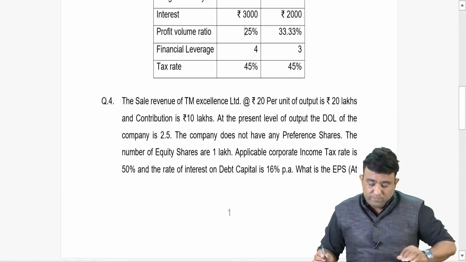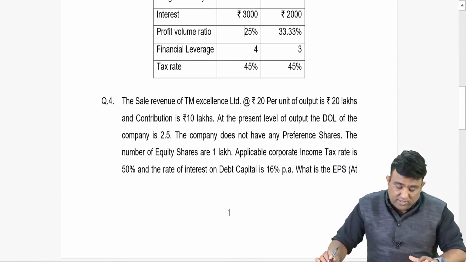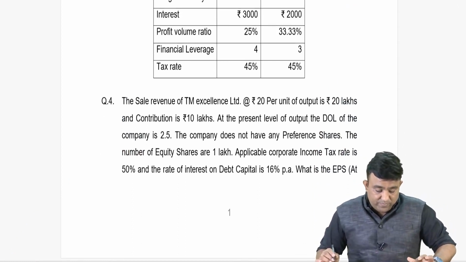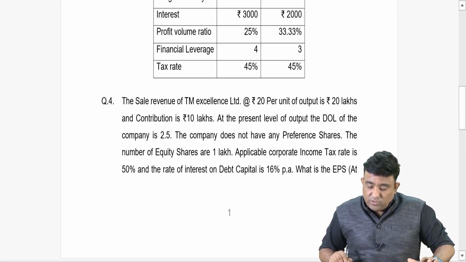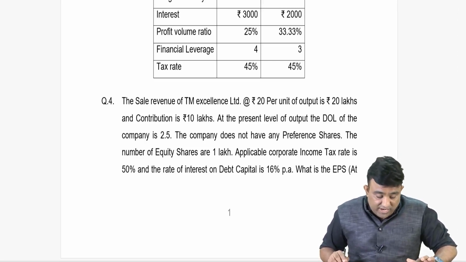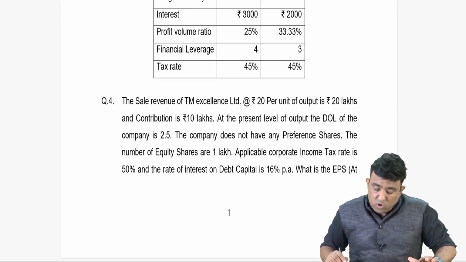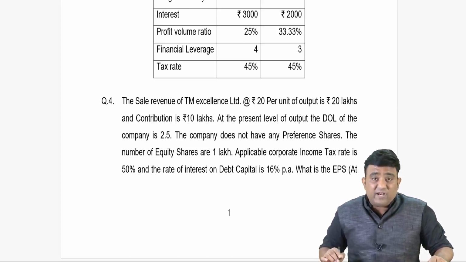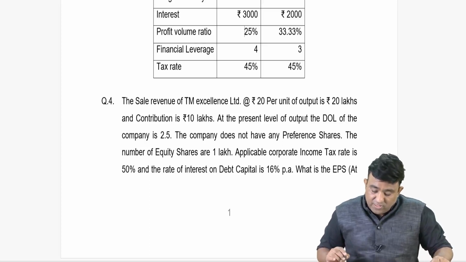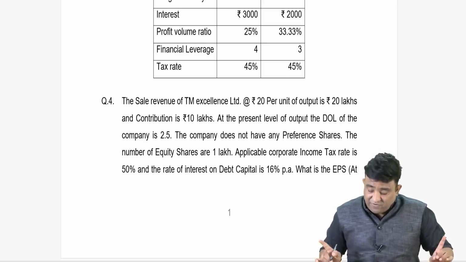question 4. Check out question 4, students. What is given? Very simple. Sales revenue of TM Excellence is 20 per unit and output is 20 lakh rupees. So you can easily calculate the number of units. Contribution is 10 lakh. At present level of output, DOL of the company is 2.5. Student, at present level of output, DOL of the company is 2.5. DOL is given. The company does not have preference share, no preference dividend.